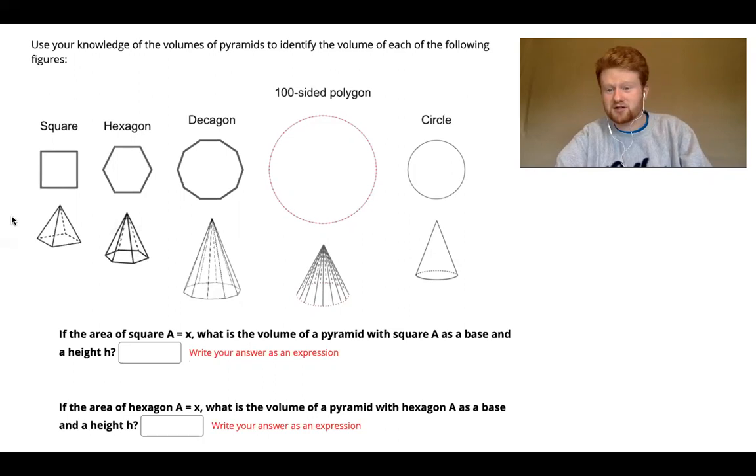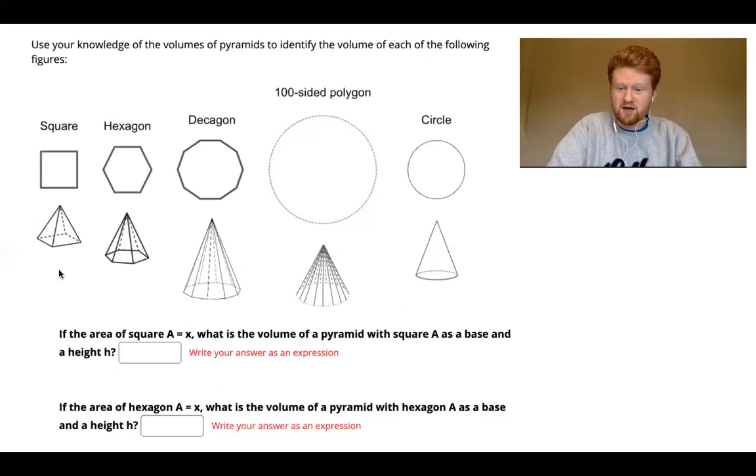So the key thing to remember here is the volume of any pyramid is 1/3 the volume of a prism with the same base. So what would the volume be of a rectangular prism with this as a base, so really a cube? Well, it's going to be the area of the base times the height. That's what it was for all prisms and cylinders too.